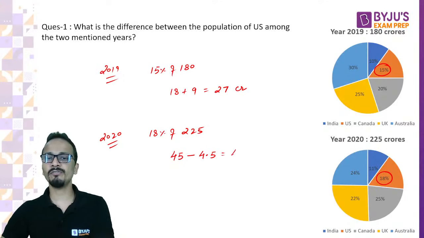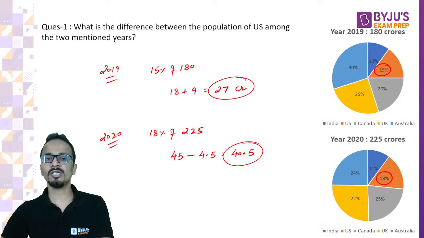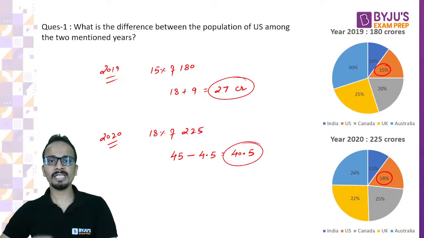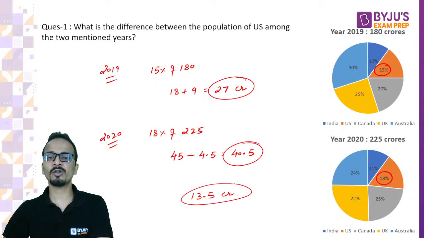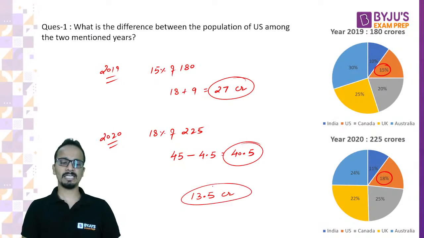So this will be 40.5. The difference between these two values, 40.5 and 27, will be equal to 13.5. So 13.5 crores will be your final answer.